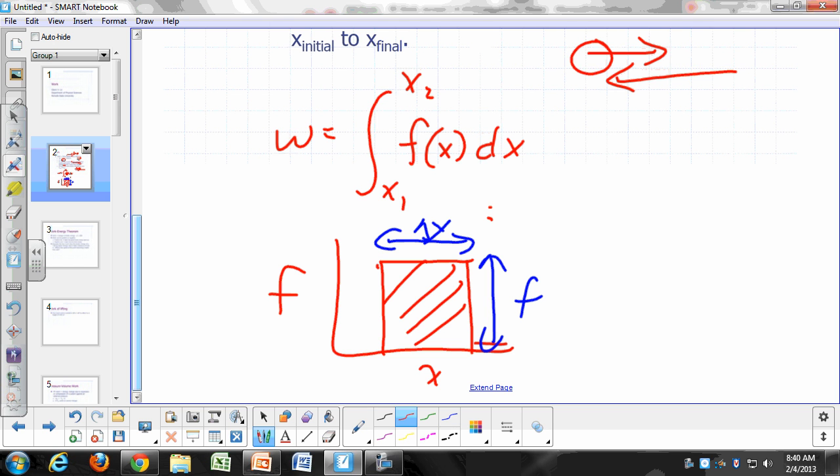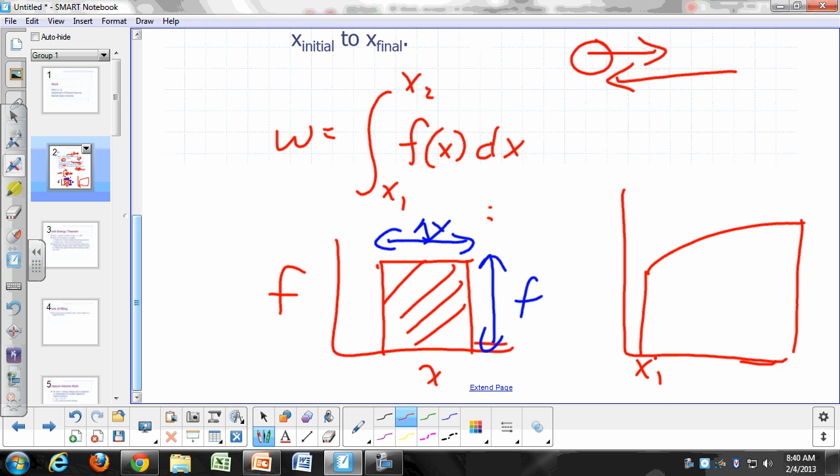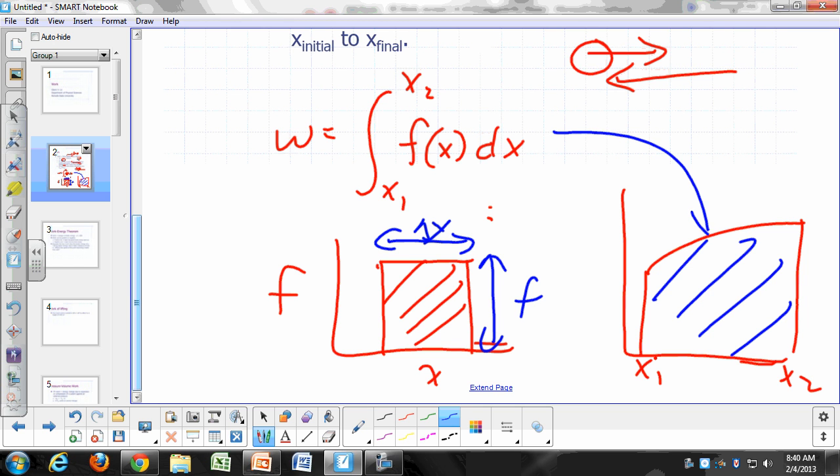But if your force depends on distance, it varies with distance, then what do you get? So if this is x1 and that's x2, then the area under that curve is just the integral of F dx. Okay, so you can imagine this as being made up of little rectangles. If you take the limit at very small widths and sum up all of those rectangular areas, you get the integral under your curve.